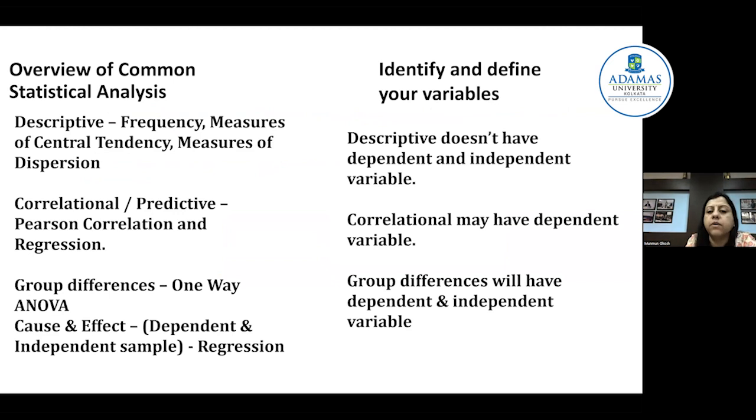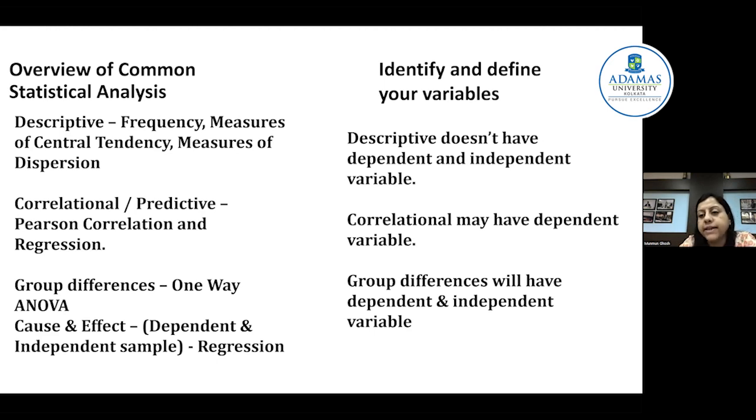So here is an overview of some statistical analyses that we use. For descriptive, I have already talked about central tendency, dispersion, shape, and all of that. For correlational design, we use Pearson correlation or regression methods. And for experimental studies, where we try to find out the group difference, we use either regression or one-way ANOVA. So identifying the variable is very important.